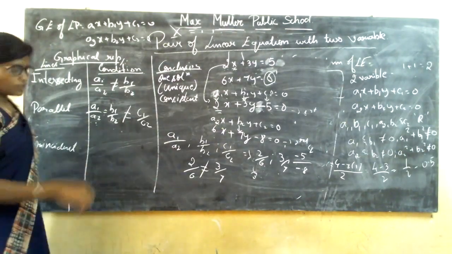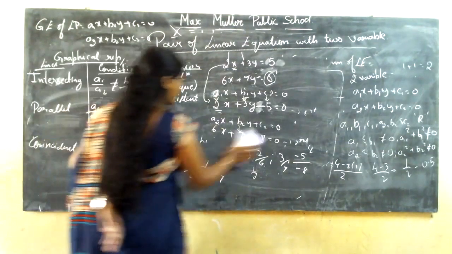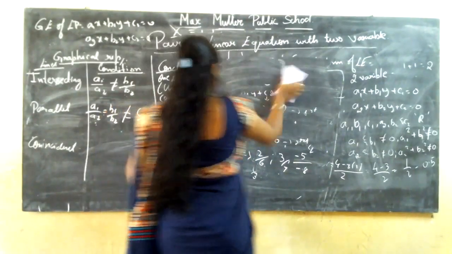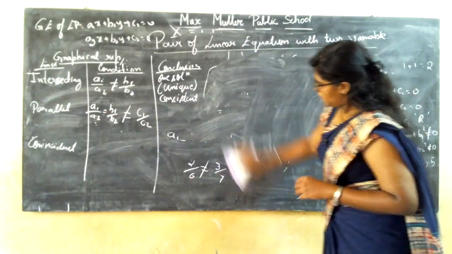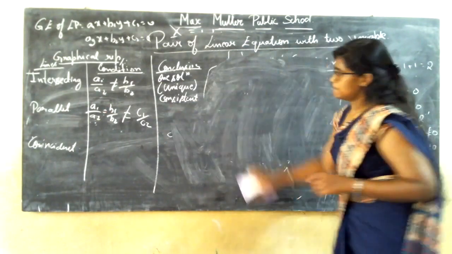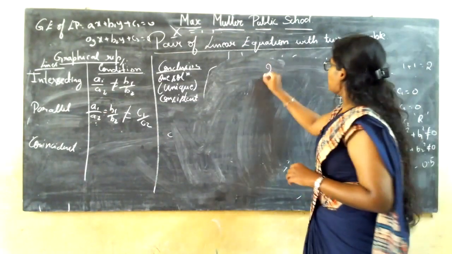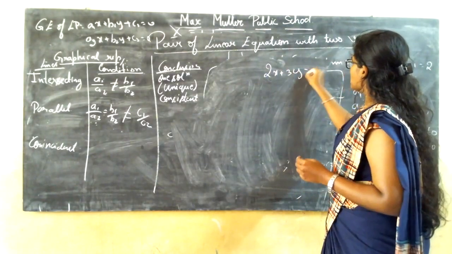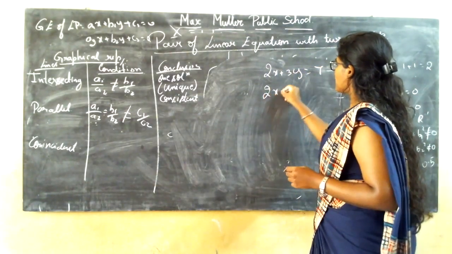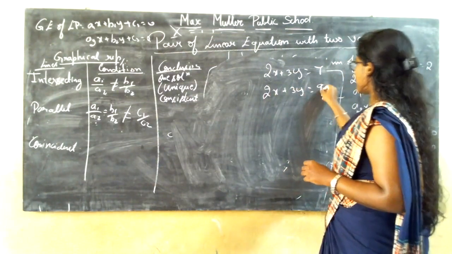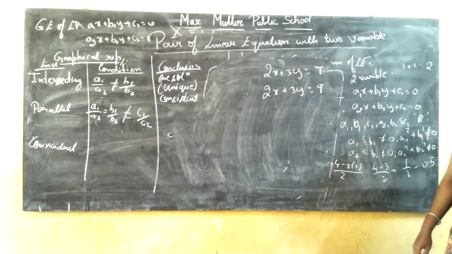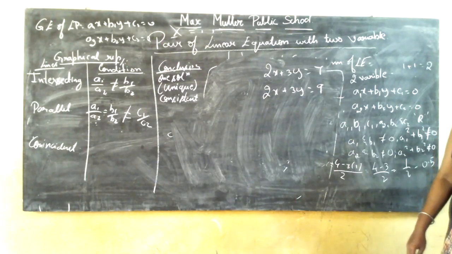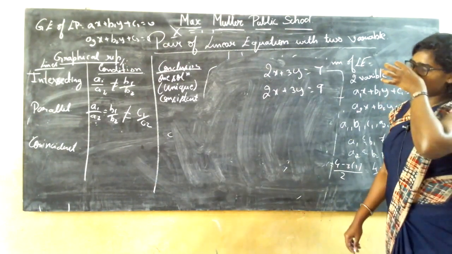Now, what is the conclusion? For this example, 2x plus 3y is equal to 7. 2x plus 3y is equal to 9. So if they have given me the pair of linear equation, now I need to see whether it is an intersecting or a parallel line.